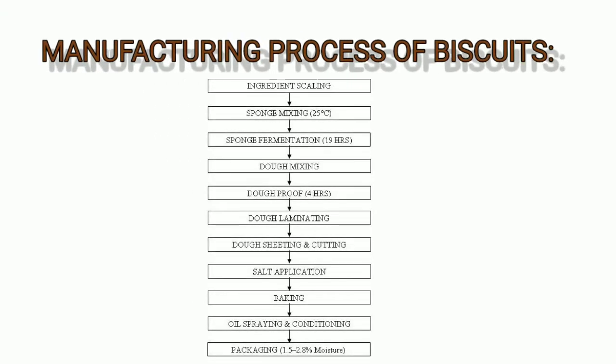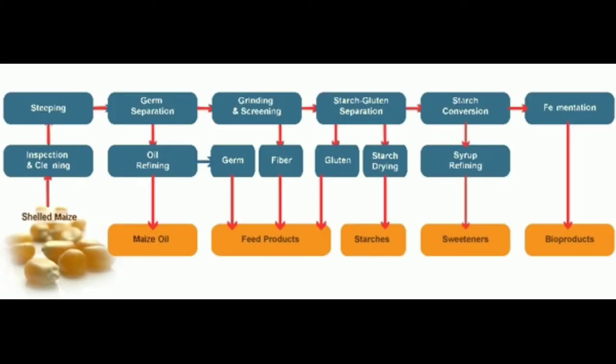Manufacturing process of biscuits. Biscuit is one of the most popular snacks used all over the world and enjoyed by people of all age groups. The manufacturing process consists of the following steps: ingredients scaling, sponge mixing, sponge fermentation, dough mixing, dough proof, dough laminating, dough sheeting and cutting, salt application, baking, oil spraying and conditioning, then packaging.